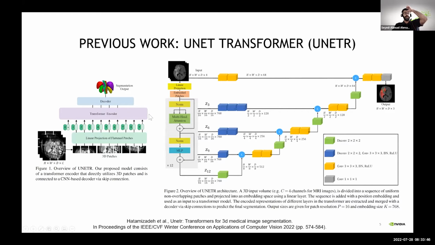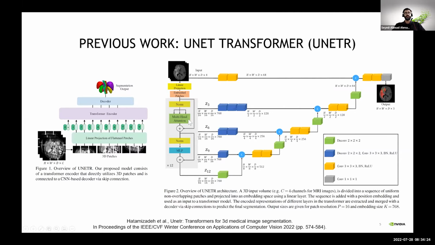If we take a look at this in a little bit more detail, if you have a 3D volume, just like in regular vision transformers, that 3D volume gets divided into a sequence of uniform and non-overlapping patches. These patches get projected linearly into an embedding space with a linear projection layer. Then positional embeddings are added to the sequence in order to encode where each patch came from in the volume. This is then used as input to a transformer model.